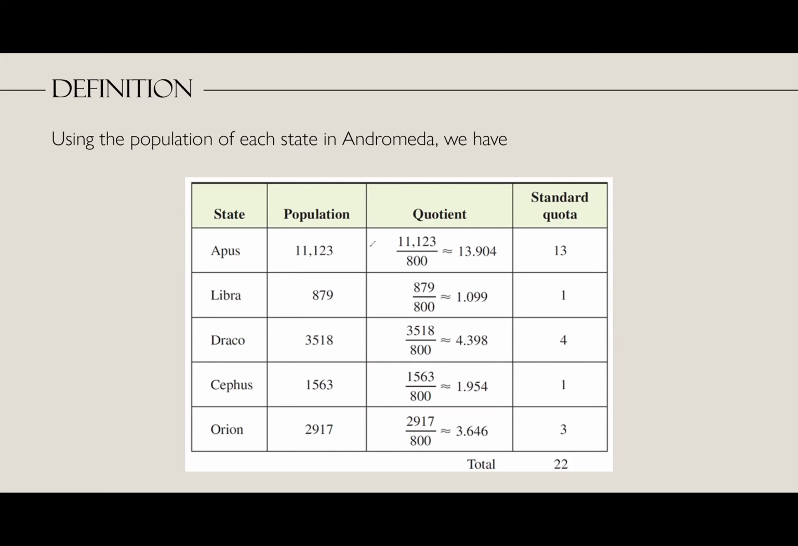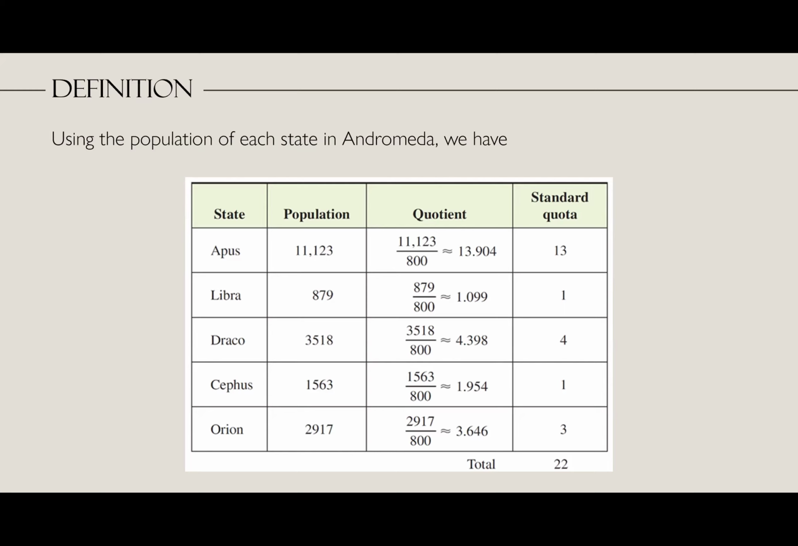So the standard quota tells me this is sort of our starting point for how many representatives we should be getting. So if I look at this, Apis so far has 13 representatives. But let's see what happens. If I add up all of these standard quotas, 13 plus 1 plus 4 plus 1 plus 3, then I'm going to get a total of 22.